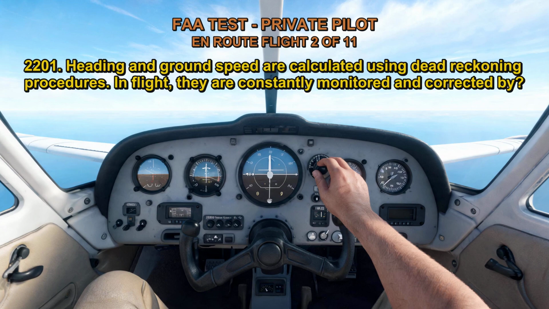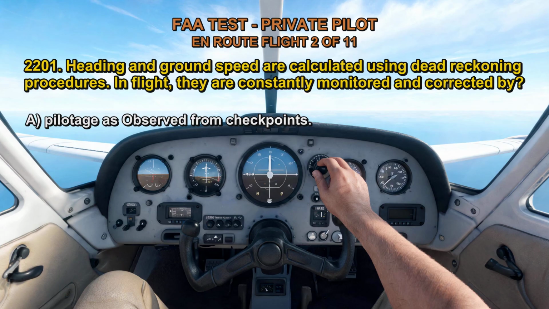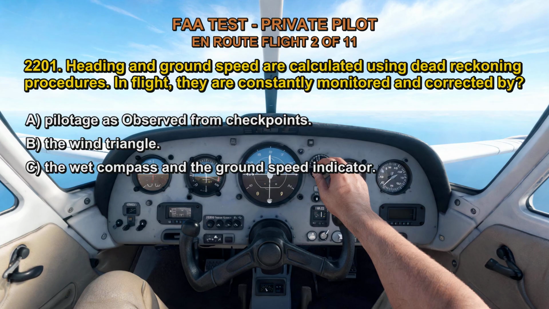Q2201. Heading and ground speed are calculated using dead reckoning procedures. In flight, they are constantly monitored and corrected by A. Pilotage as observed from checkpoints. B. The wind triangle. C. The wet compass and the ground speed indicator.